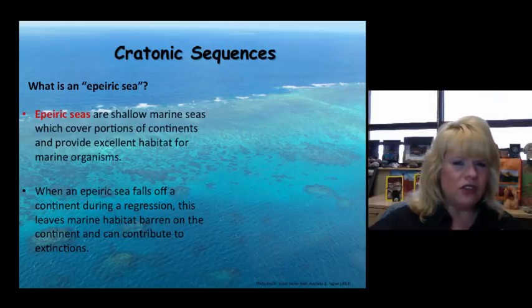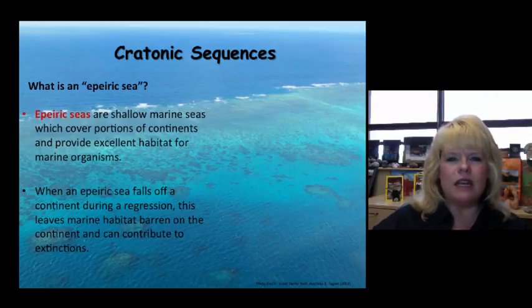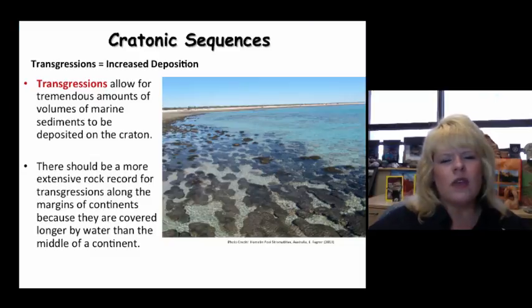So when an epeiric sea falls off the continent during a regression, this leaves marine habitat completely barren, and those poor animals run and hide, and if they don't move back with the water fast enough, they die. So that's how we end up getting extinctions when sea level rises and falls occur.